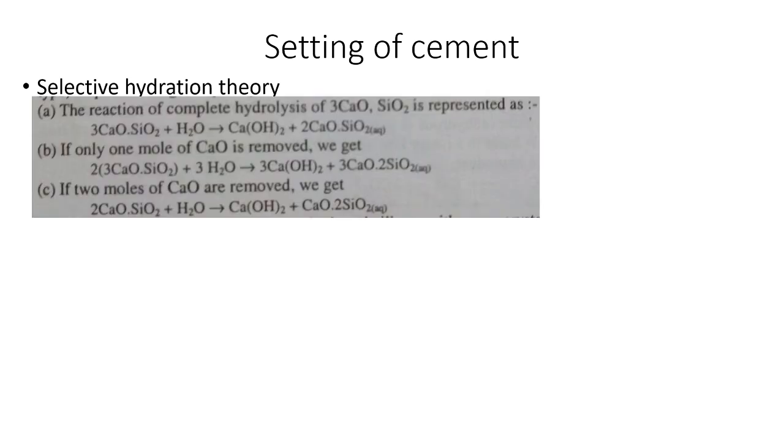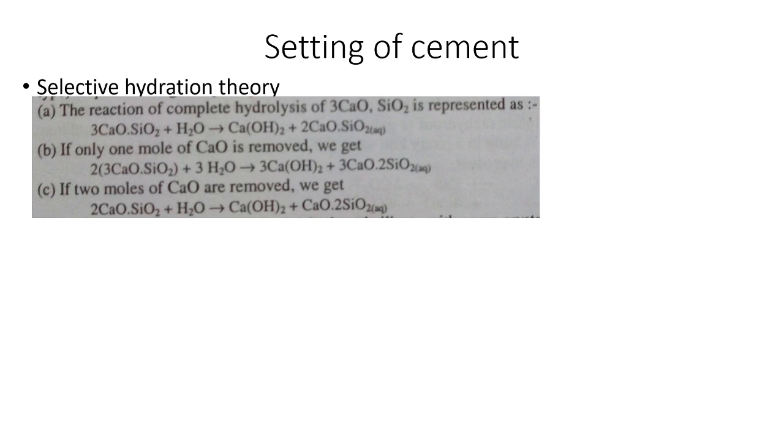Okay, so tricalcium silicate, then dicalcium silicate, then again 2 moles of monocalcium silicate. All these react with water like this, converting to calcium hydroxide and calcium silicate. Thus the strong mass contains hydrated silicate with some crystalline calcium hydroxide. This is the calcium hydroxide in the crystalline form. The first setting takes place within 24 hours.